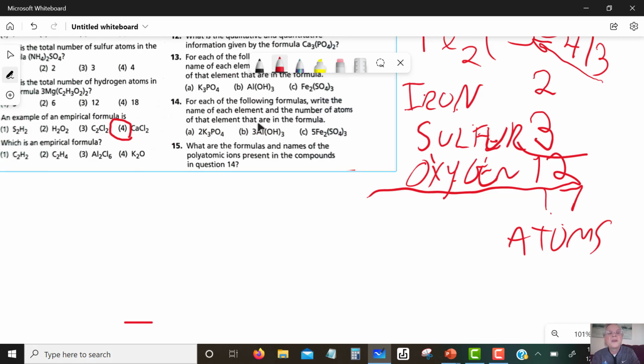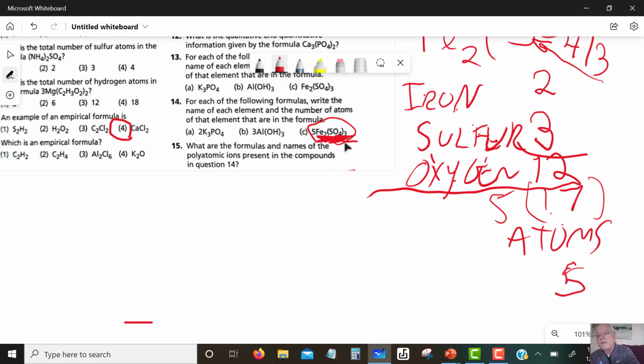So for 14C, since I've already figured out that there are 17 atoms present in one formula unit of Fe2(SO4) taken 3 times, you would simply multiply the 17 by 5. 5 times 17: 5 times 7 is 35, put down the 5, carry the 3. 5 times 1 is 5, and 3 is 8, so 85 atoms in 5 of those.